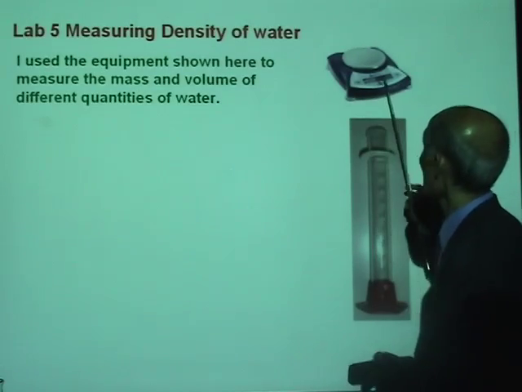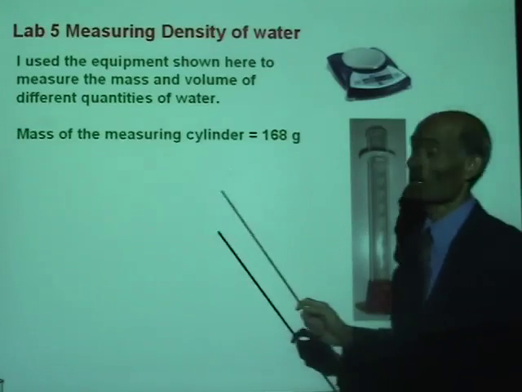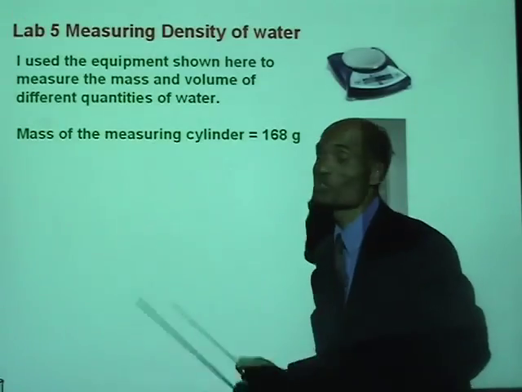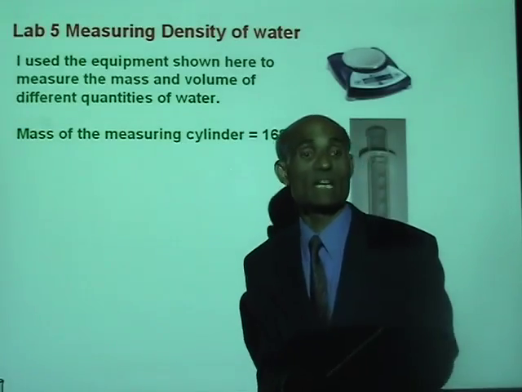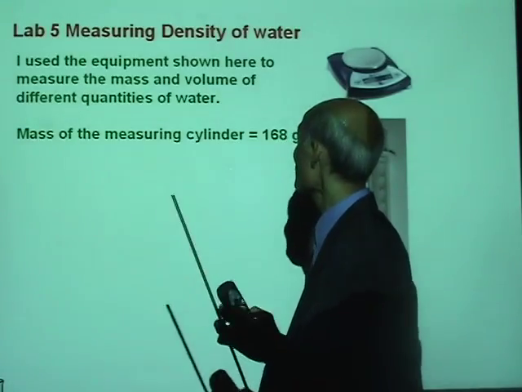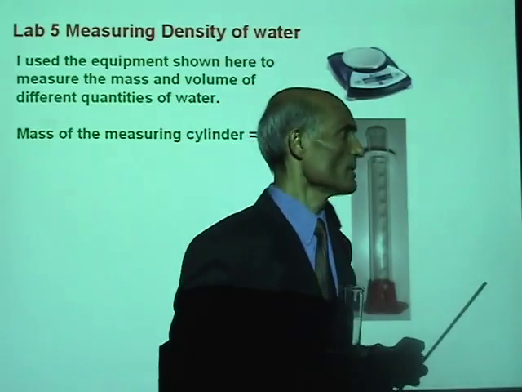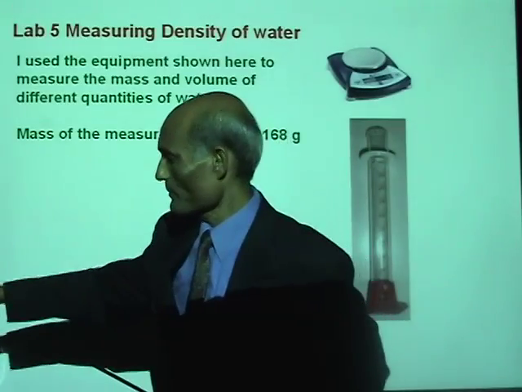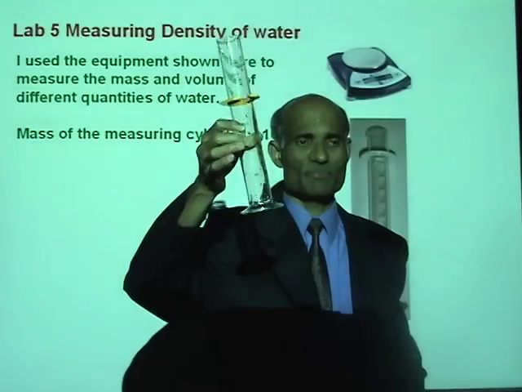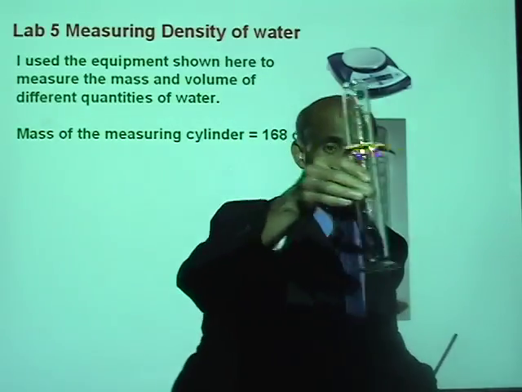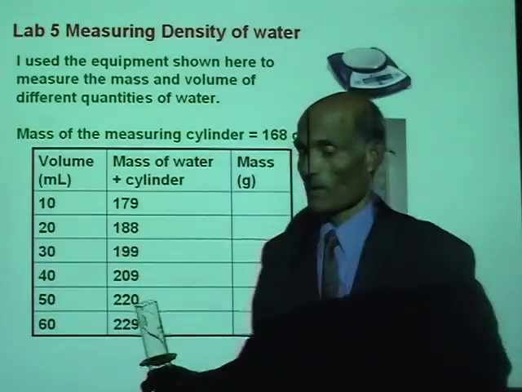Alright? You got the electronic balance and the measuring cylinder. So look at the way I did this. I'm going to show you what I did. I measured the mass of the cylinder. I got 168 gram. Now how did I measure the mass of the cylinder? Well, what I do is first, without any water in it, measure the mass of the cylinder. Put it on the electronic balance. I've measured the mass of the cylinder.